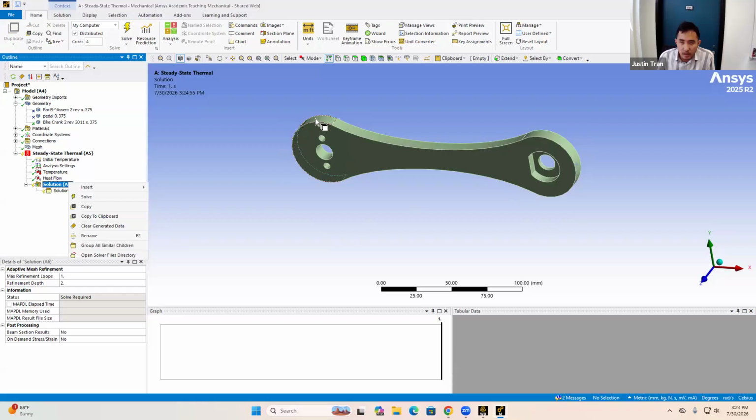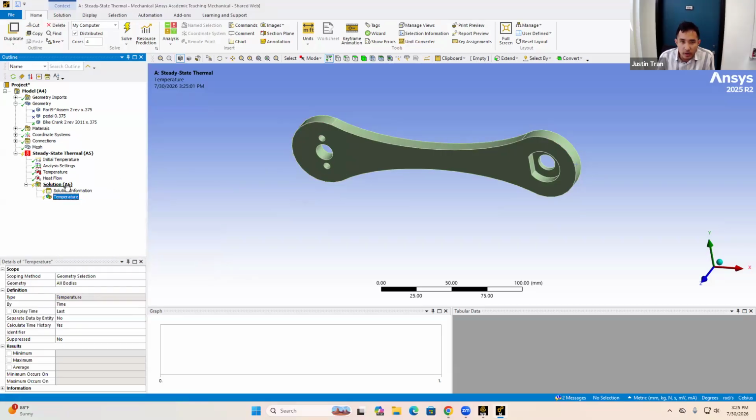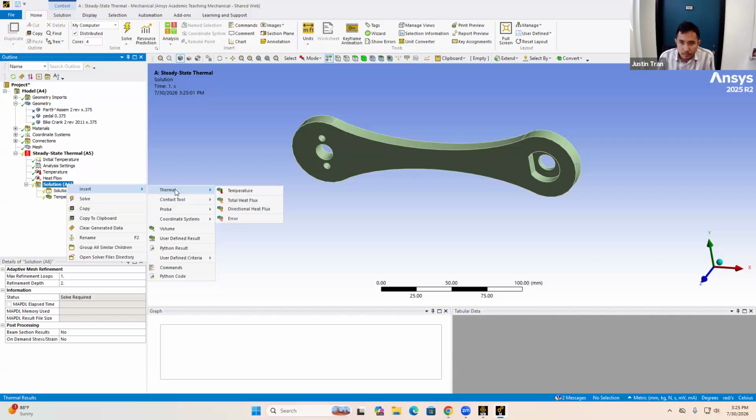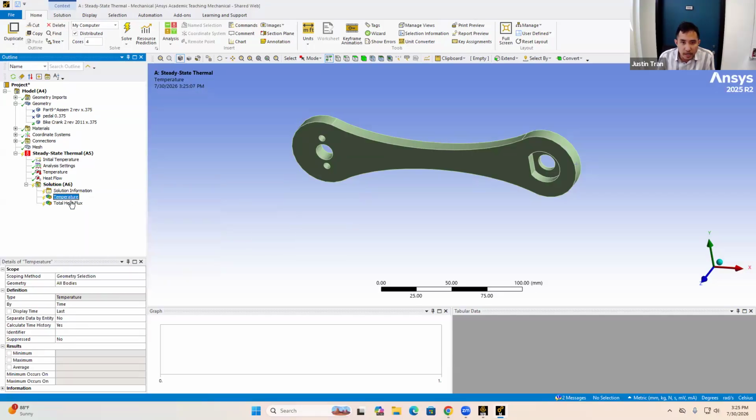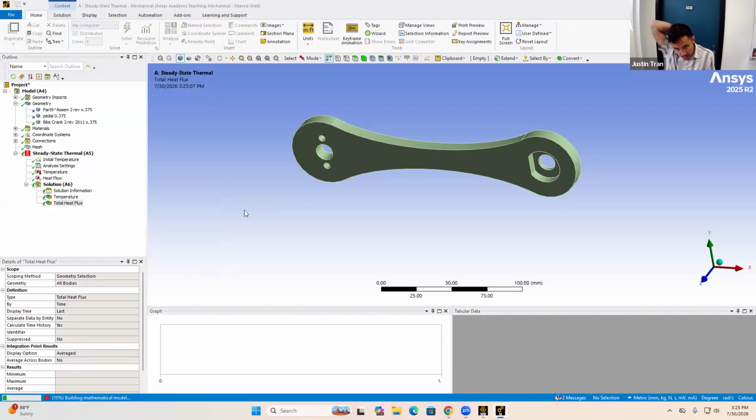We have basically one constraint and one load, so we can actually run the simulation here and see what that looks like. I'm going to set the results to be temperature and total heat flux. Let's go ahead and solve. Basically it's going to solve for the temperature distribution in this bike crank here, where we set a temperature of 100 degrees C on the left and an insulated boundary condition on the right.